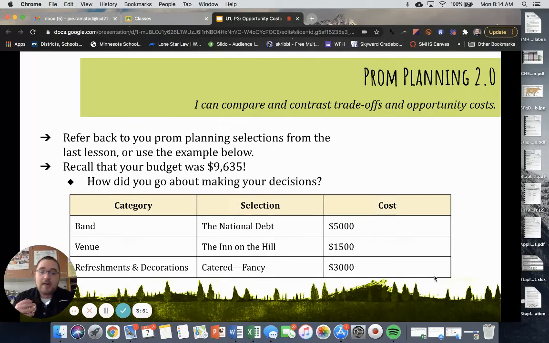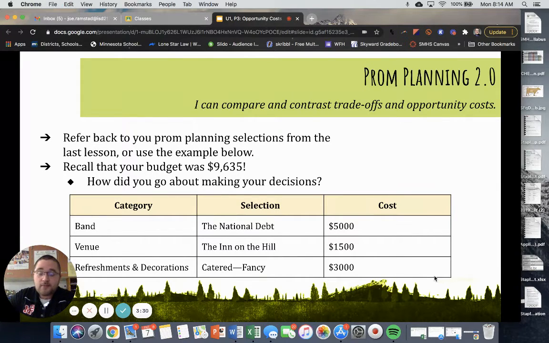For me, I placed emphasis on refreshments and decorations because at the time when I was doing that activity, I was hungry and I thought that food mattered. And I know that food matters to all of you as students. So I decided to spend a lot of my money on the catered fancy meal and on the National Debt Band because music is always fun too. And I just kind of went in the middle with the venue.